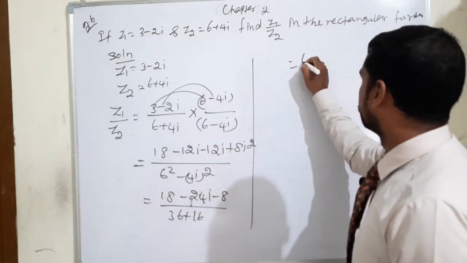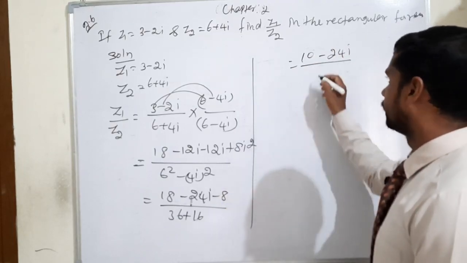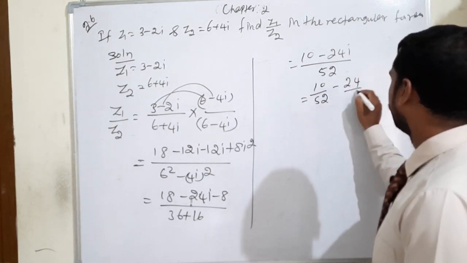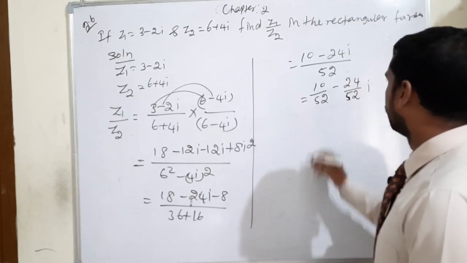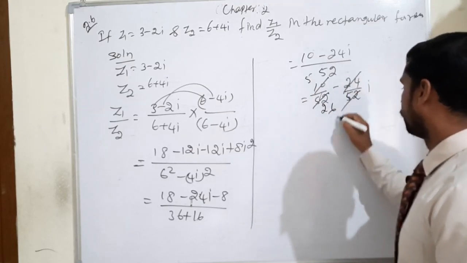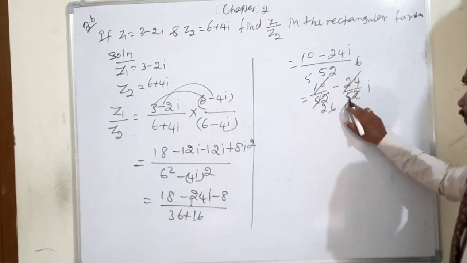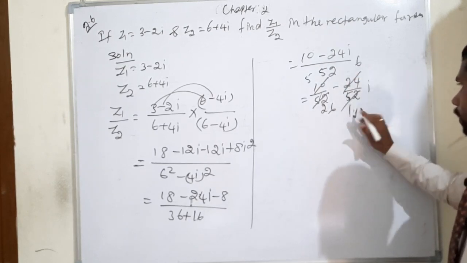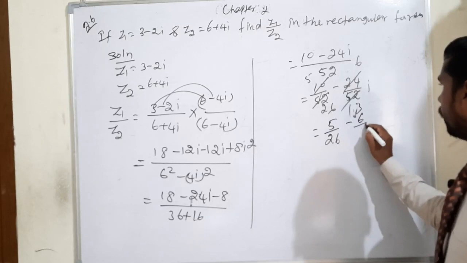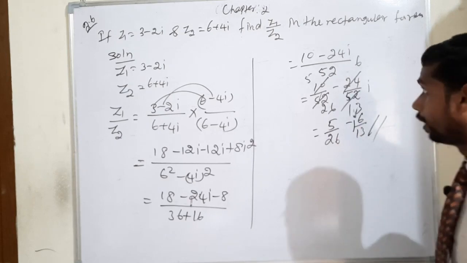Now, 18 minus 8 is 10, minus 24i, divided by 36 plus 16, which is equal to 52. Separating, it is 10 by 52 minus 24 by 52i. Again, 10 by 52: 5 times 2 is 10, 5 times 26 is 52. For 24 by 52: in the 4 table, 6 fours are 24, 13 fours are 52. Therefore the answer will be 5 divided by 26 minus 6 divided by 13i. Final answer. Okay, this is our final term.